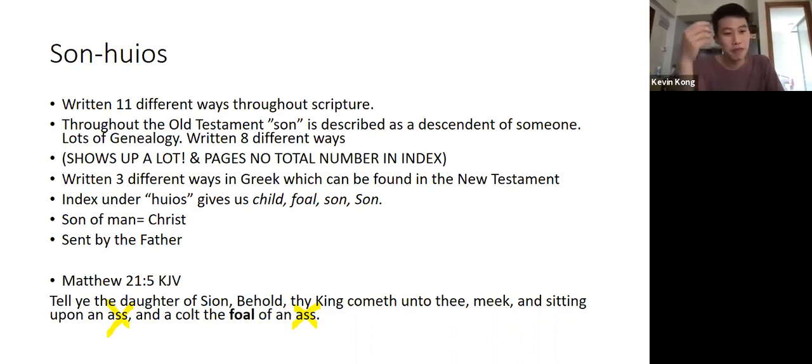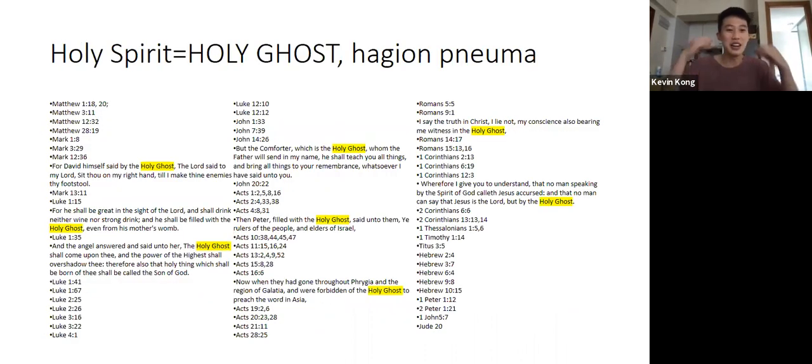The foal, it was just interesting that they would still put that one, foal, and connect that to Son and not use Son. Foal is this animal. It's a horse, like a baby horse. So if you're someone who grew up outside of California and no animals, that's a foal, an animal. Yep. So Holy Ghost, Holy Spirit.